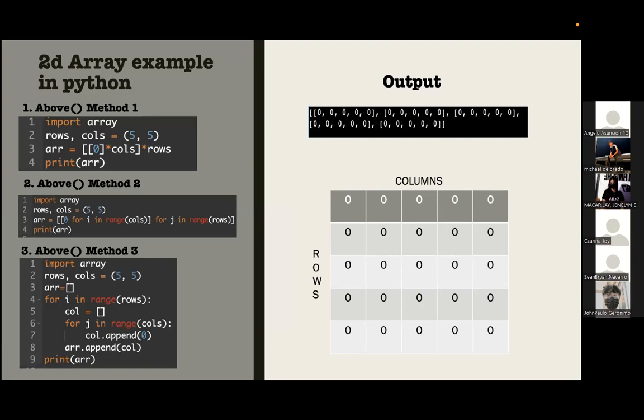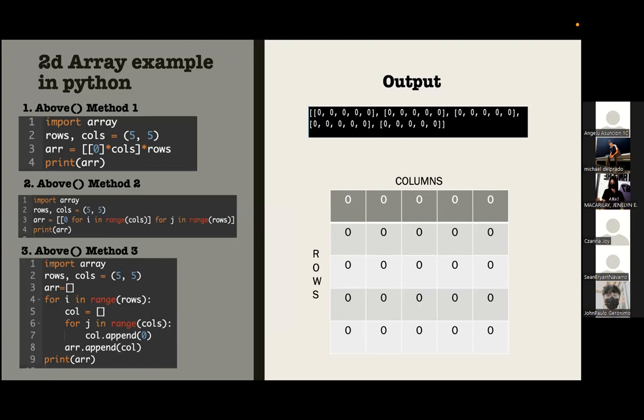Hello. 2D array example in Python, number 1, array method 1. This is what I will discuss with you in the 2D arrays method. So this is the example code.